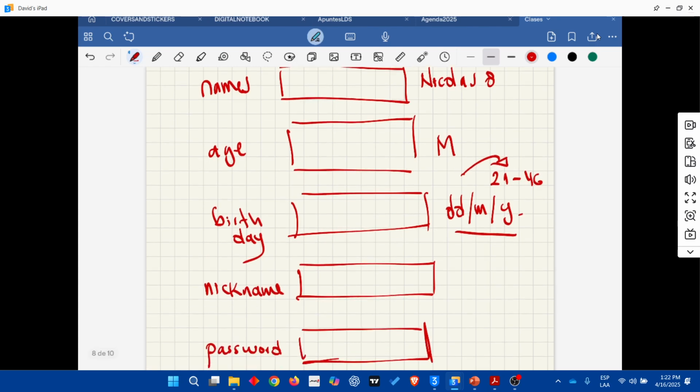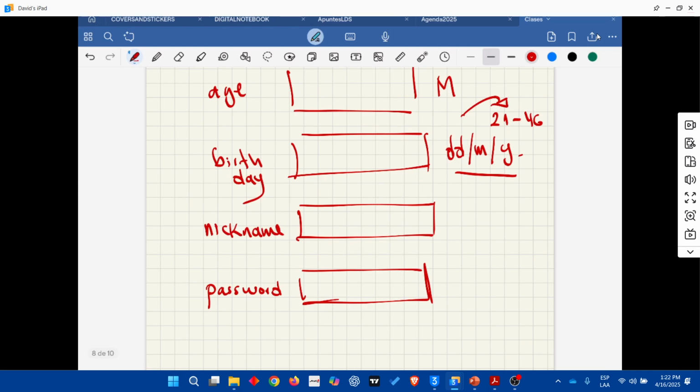Now, here, a nickname, another way that you are going to validate something. Let's suppose that you are going to create a nickname that must have 8 characters at least. So you are not going to be able to create a nickname like this: Nico 9, 1, 2, 3, 4, 5. No, because it needs to be from 8 on.